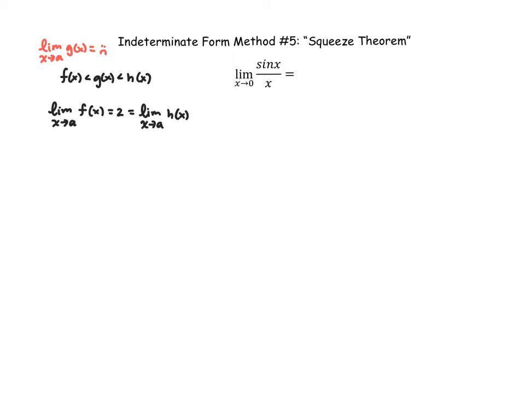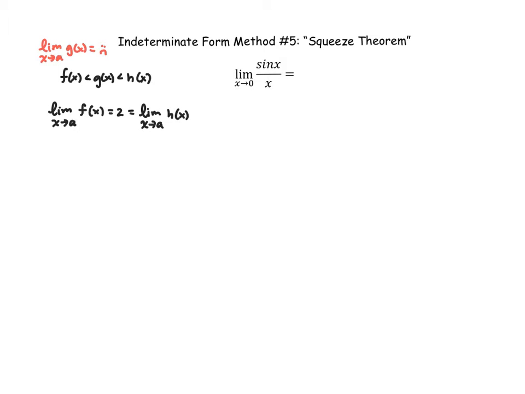Okay, so indeterminate form method number 5. The first few forms we had were factor reduce, conjugate reduce, clear fraction, and divide by the largest power, which typically took place with polynomials, but could be with other situations too, depending on that. The fifth method we've got here today is the squeeze theorem.